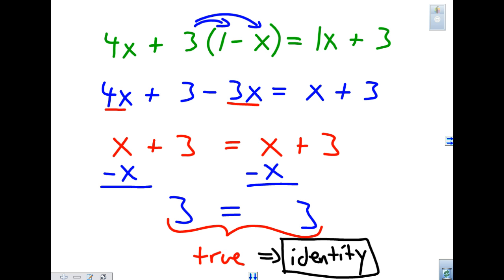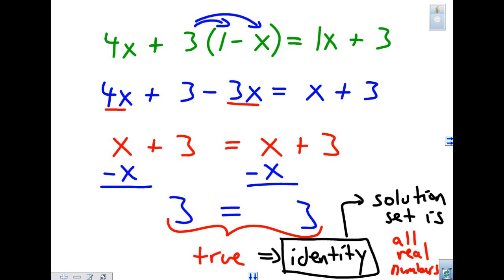Even though the original equation didn't look anything like an identity because the left-hand side didn't look anything like the right-hand side, it turns out, in fact, they are identical. The left-hand side is identical to the right-hand side. And whenever that's the case, the solution set to your equation is all real numbers, meaning there's an infinite number of solutions. Any value that you plug in for x will make the equation true. Any number you could think of makes this equation true, which means any number is a solution. So the solution set is all real numbers, and this type of equation is called an identity.